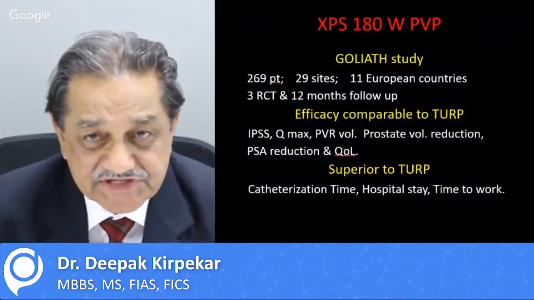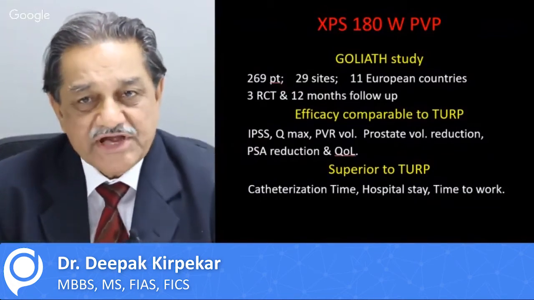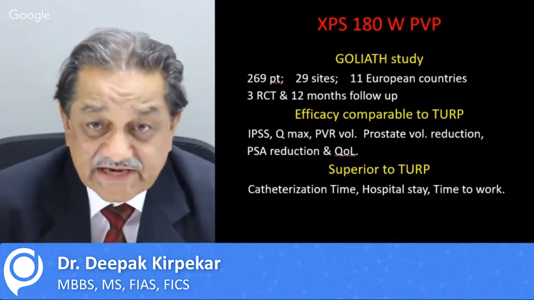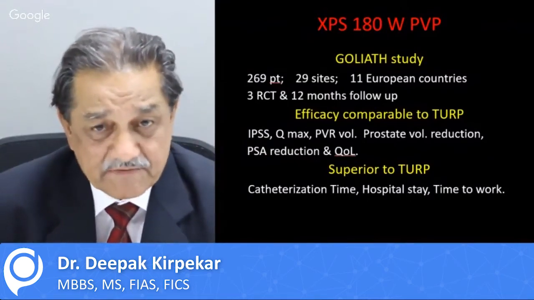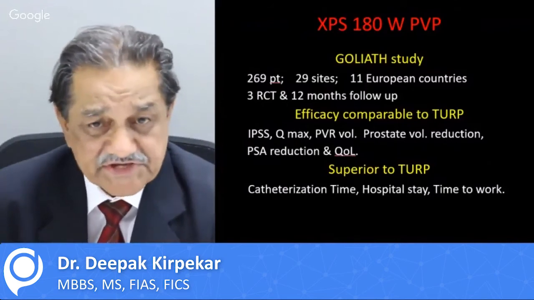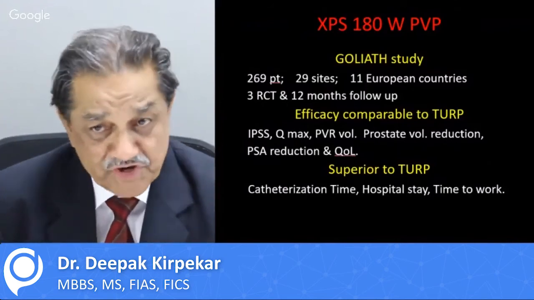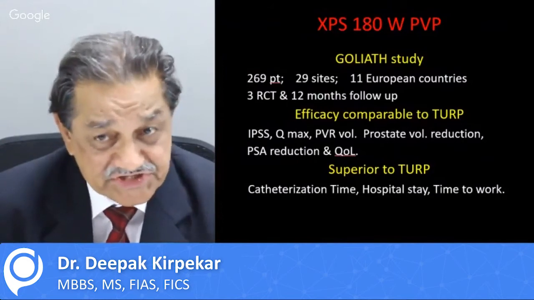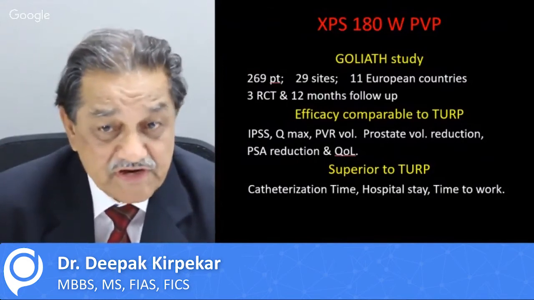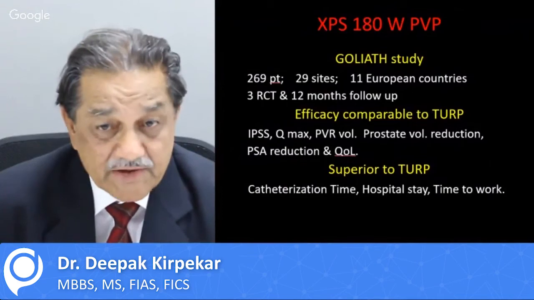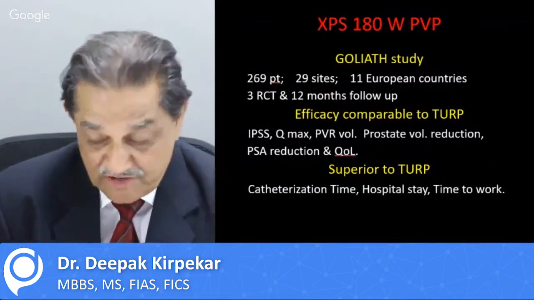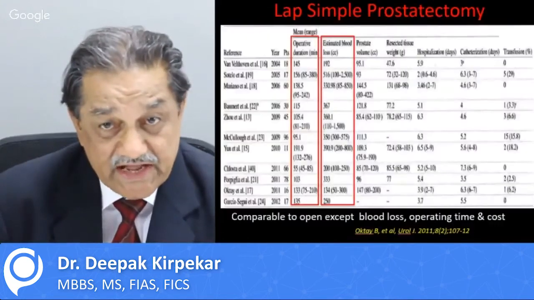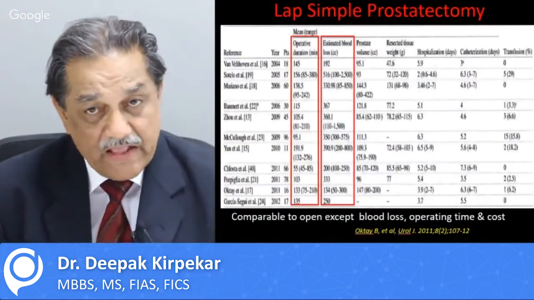Vaporization has changed since we have got the XPS 180 watt machine. There are two good studies which have come up, and its efficacy is absolutely comparable as far as IPSS, Qmax, post-void residue, and prostate volume reduction are concerned. It appears to be superior to TURP when it comes to catheterization time, hospital stay, and time going back to work. We are looking very seriously at this particular thing.